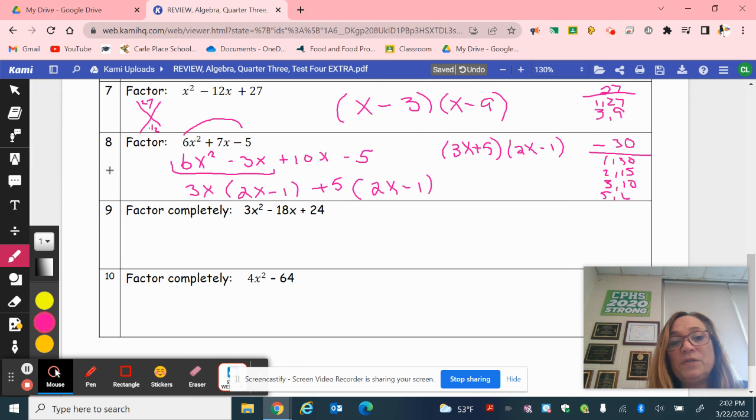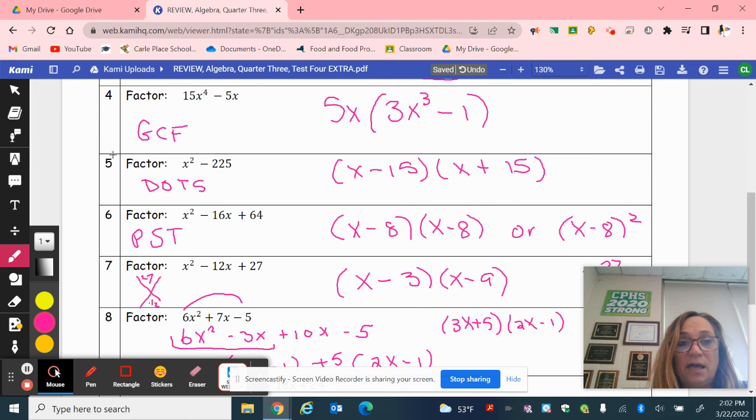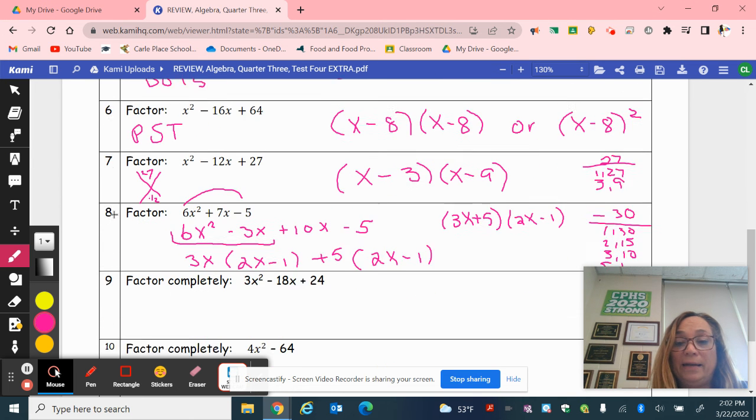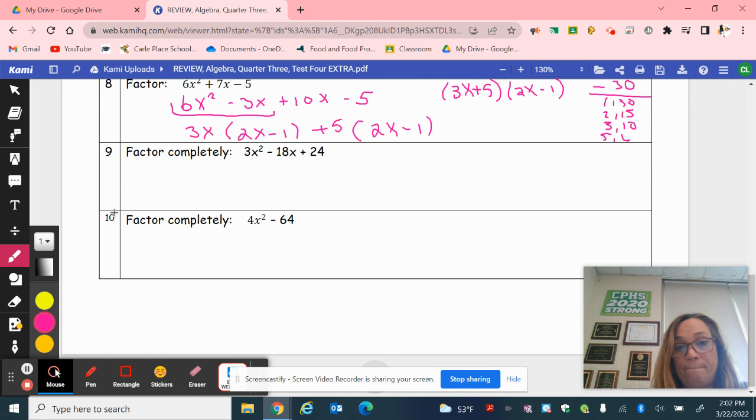Okay, remember you can use splitting for any of these questions, 5, 6, 7, or 8. So if you like splitting, you can do splitting a lot.